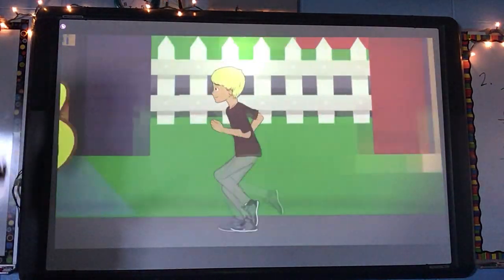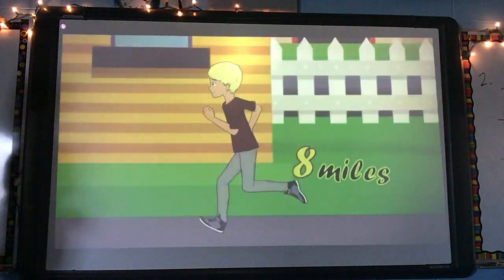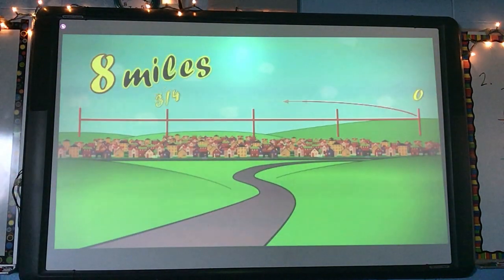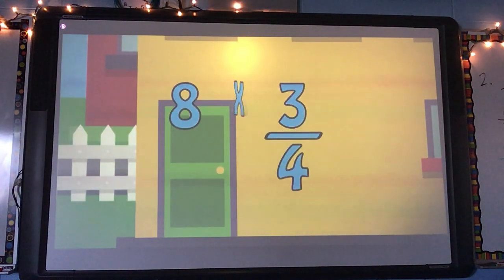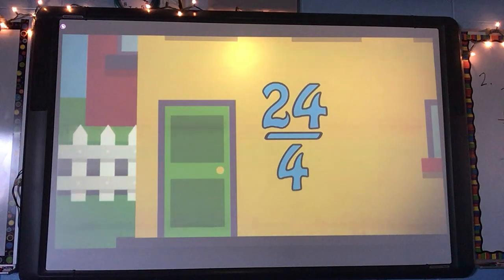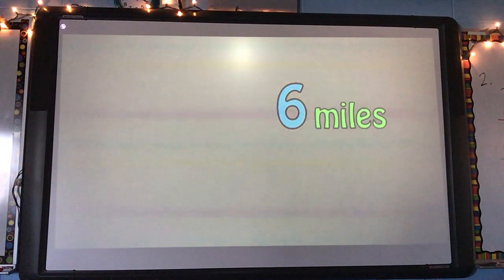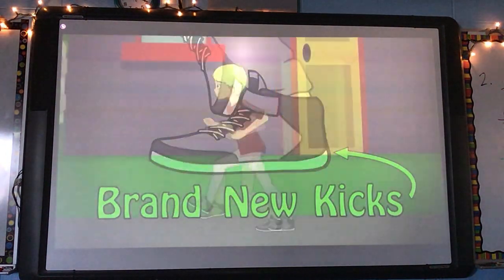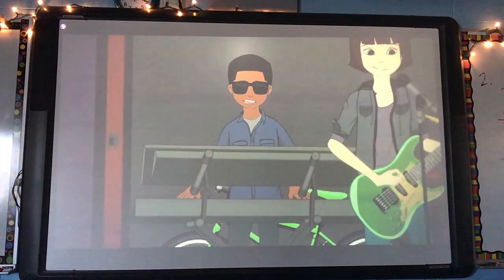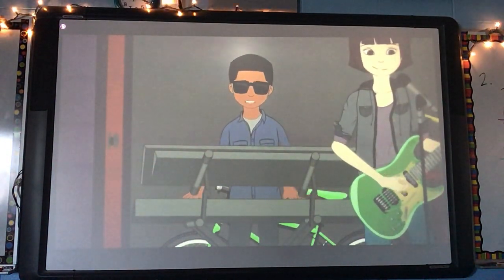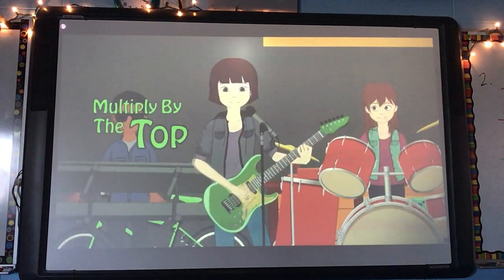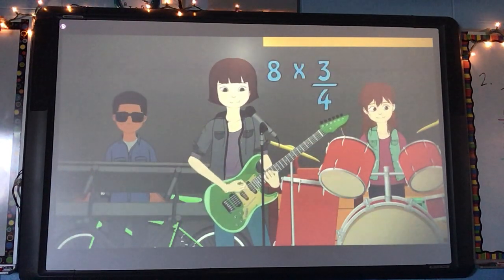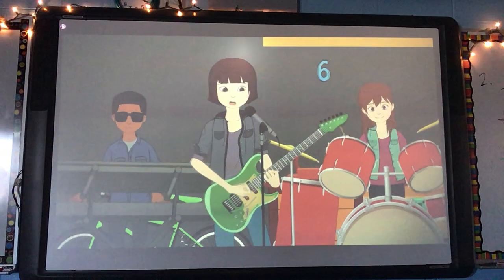I was running 8 miles away. I had already run 3/4 of the way. To find how far I'd traveled from my front door, I did 8 times 3 and got 24. Then I divided by 4 and I got 6. 6 miles I'd run in my brand new kicks. Multiplying whole numbers by fractions is awesome. Well, there's a similar problem we'll not have forgotten. Multiply by the top, divide by the bottom.